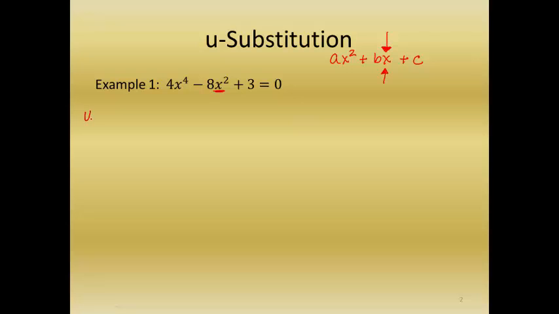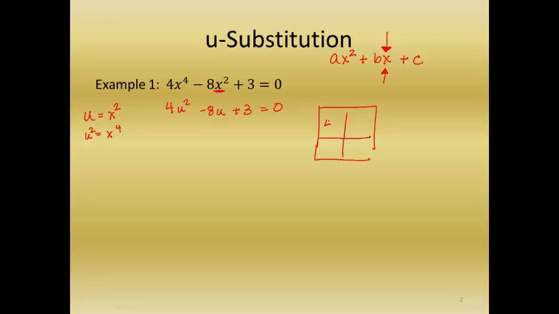So in this case, I want my u to be x squared, because in this position is an x squared. So I'm going to replace this x squared with a u. Now, nothing happens to the 3. And you say, well, what happens to the x to the fourth? Well, u squared is x to the fourth, because if you square u, you get x to the fourth. So now what I've done is I've turned this fourth power into a quadratic, in which I know how to work with quadratics. So I'm going to use the box to factor this, and I'm going to multiply.